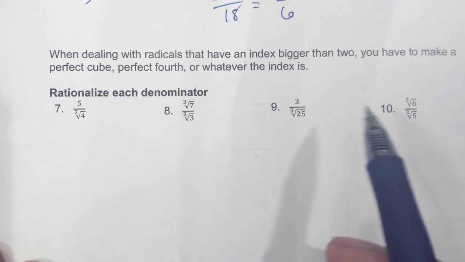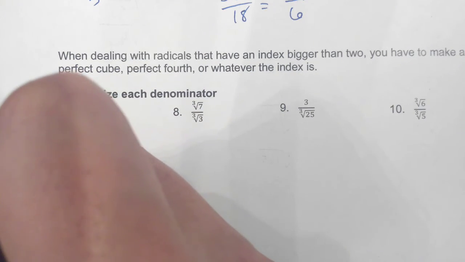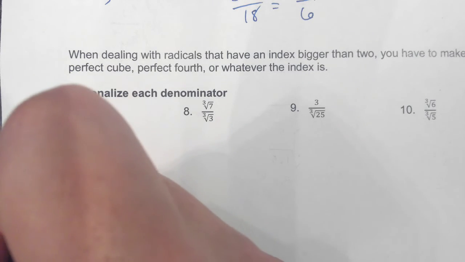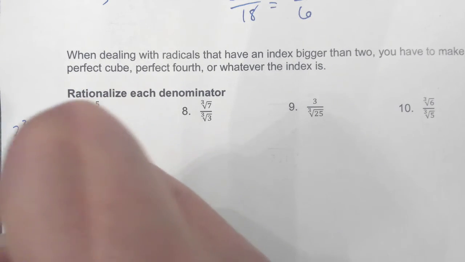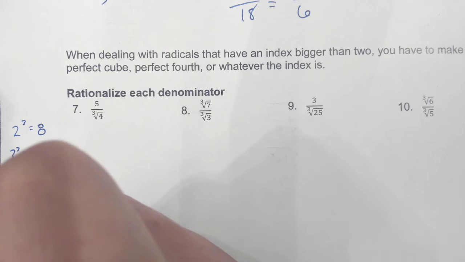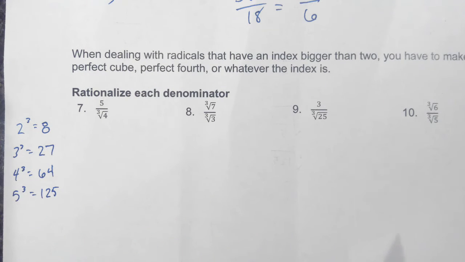So looks like all of my problems are perfect cubes. So I'm going to rewrite those perfect cubes down here just to help us out. It's going to be helpful for this section. So 2 cubed is 8. 3 cubed is 27. 4 cubed is 64. 5 cubed is 125. And that's probably good enough.